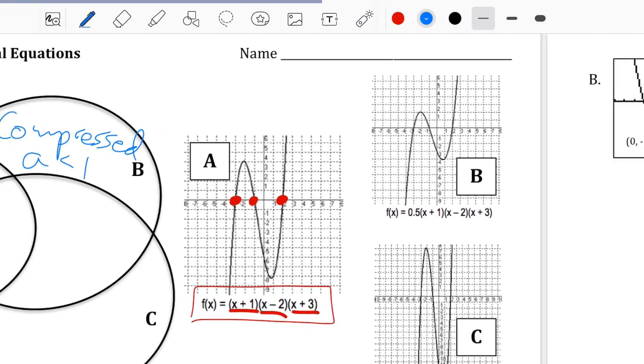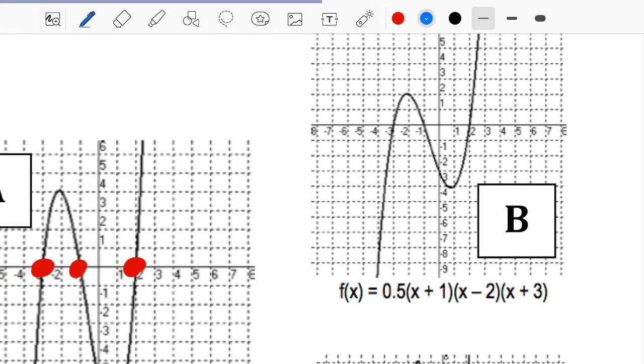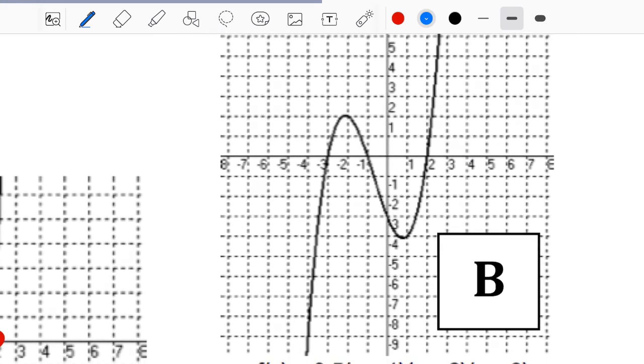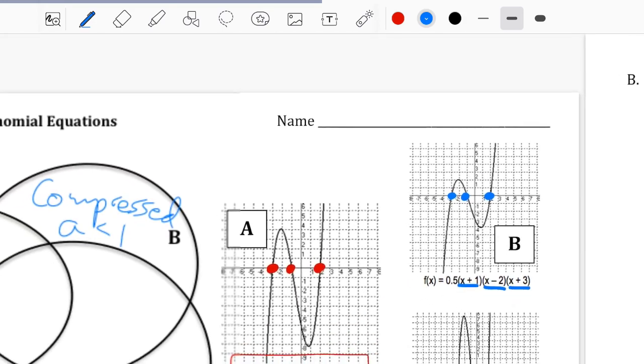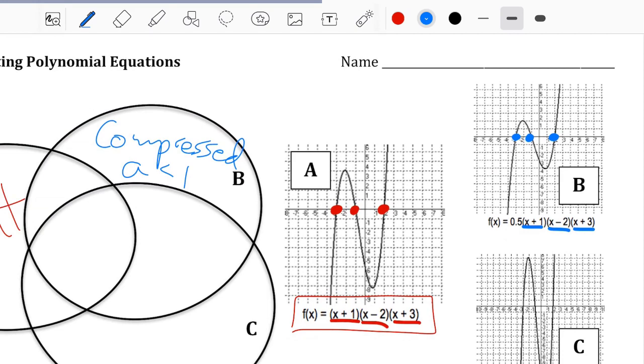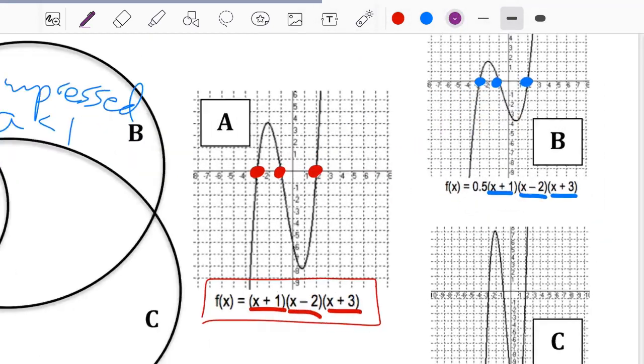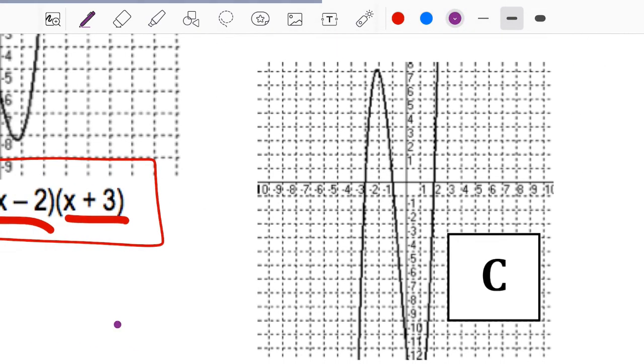Even though it's compressed, it still seems to have a lot of the similar features that we had on our first graph. That is the roots, like how x plus 3 goes with negative 3 and x minus 2 goes with 2 and x plus 1 goes with negative 1. So it's related, but yet it's different. It's been compressed.